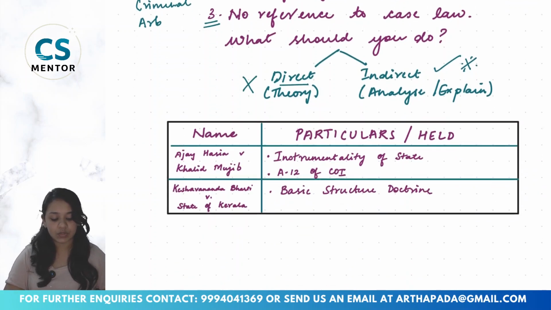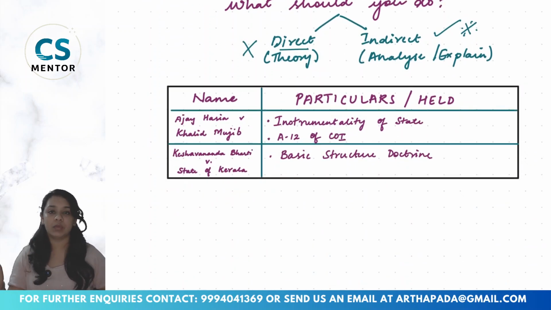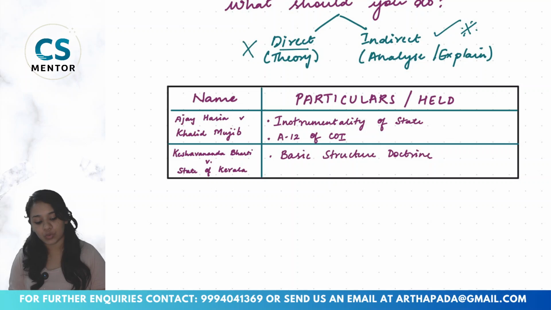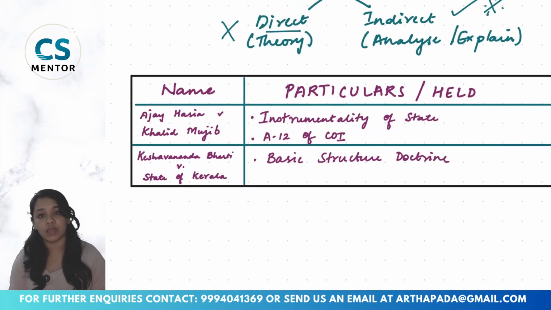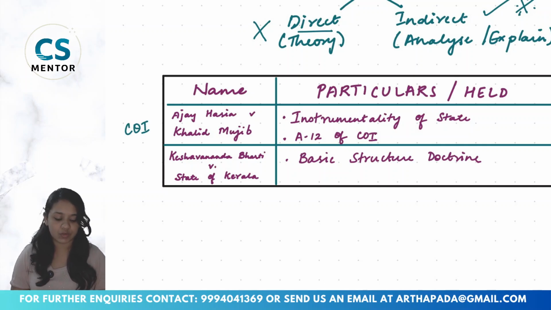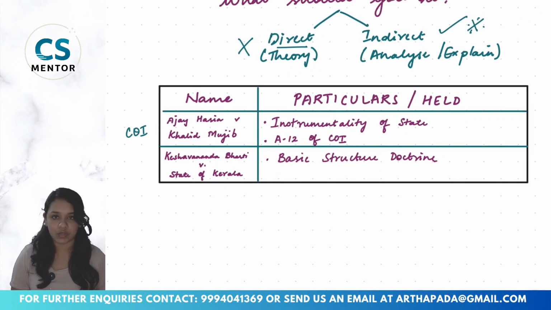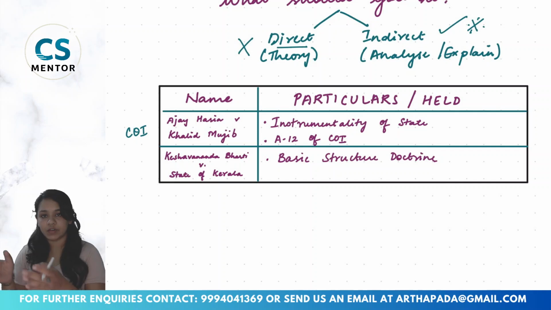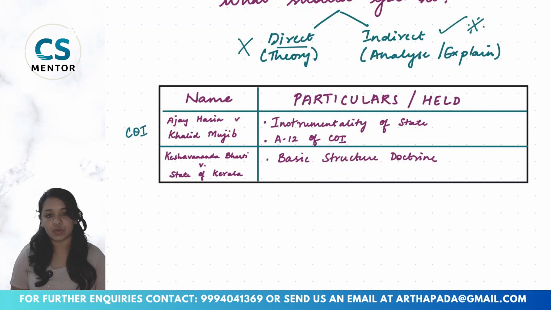And similar to how we write our table for section numbers, you can also make a similar table for your case laws. Now, in this table that I have presented before you, one case law relates to the Constitution of India. The second case law also relates to the Constitution of India. So what I've done is I've written the name of the case, and next to it I've written the particulars or what is held in that case.